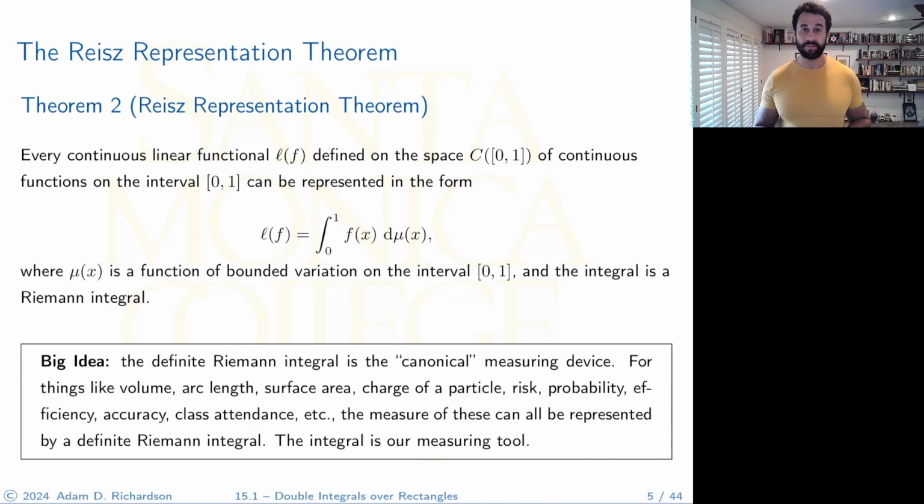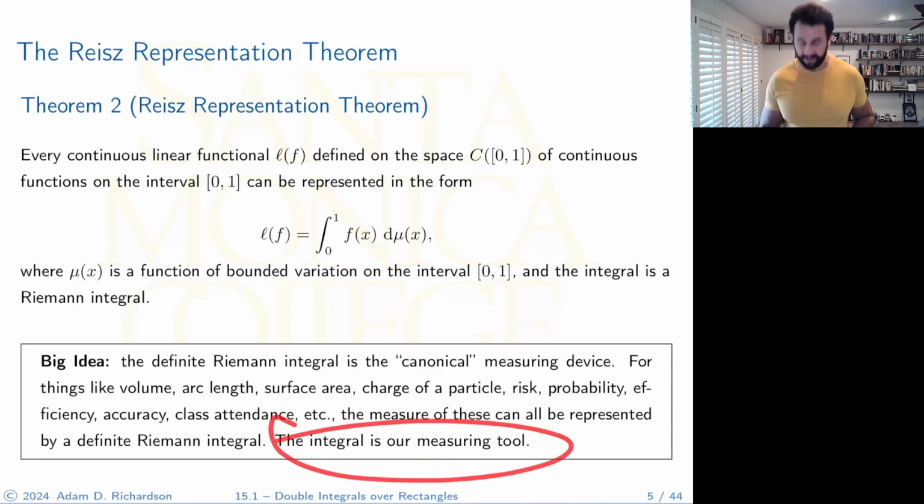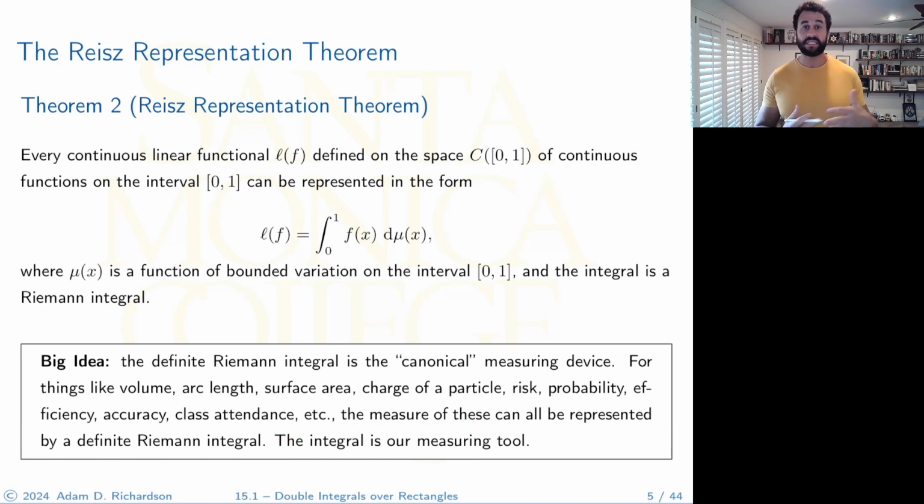A good example is the dot product. There's a reason that it's called the scalar product, and it's because you can generalize it. And sure enough, if you want to take that idea of a dot product, you can generalize it and it will take the form of an integral. So the big takeaway here: the integral is our measuring tool. So that's why we study it so heavily.